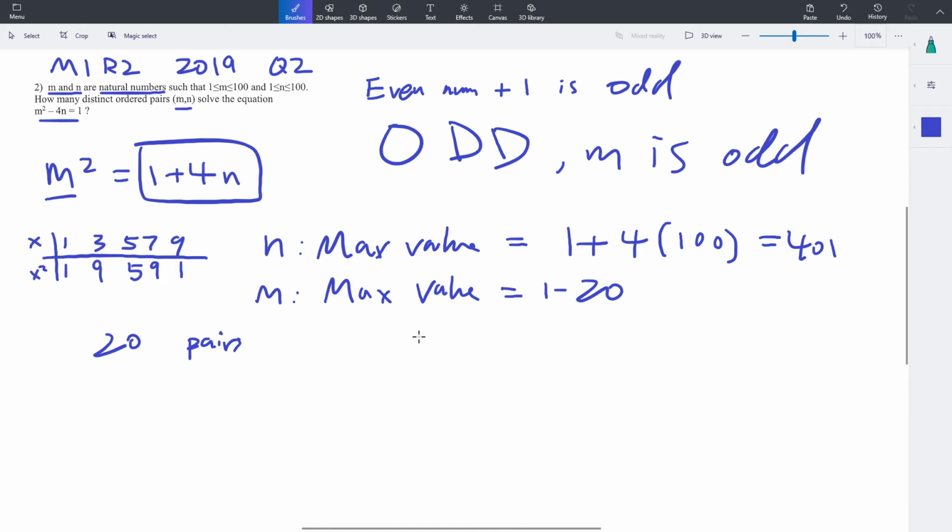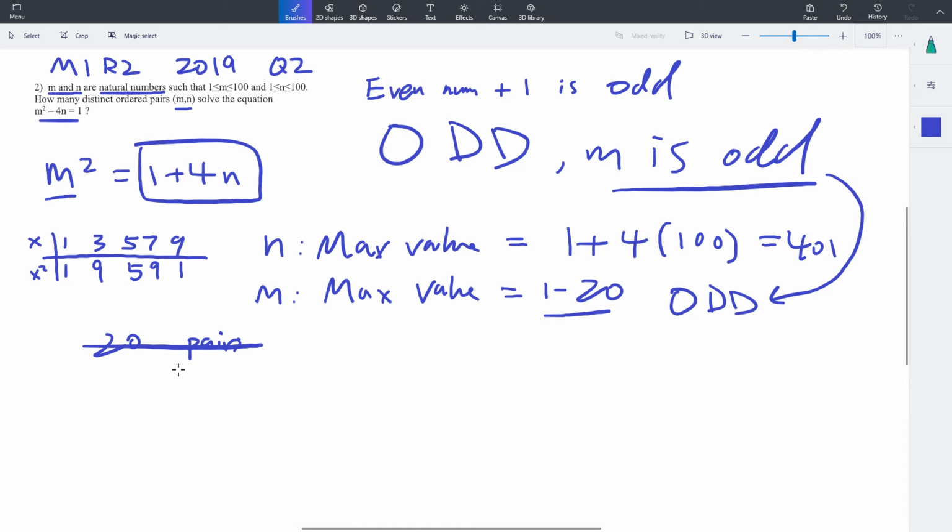Alright. 20 pairs, but really, if you think about it, from 1 to 20, we only care about the odd numbers, again, because of our first rule. So we go down here, and now we actually only have 10 numbers. We have 1, 3, 5, 7, 9. You can just list these probably. 11, 13, 15. But also it's important which ones actually work. That's the problem. 17, 19.